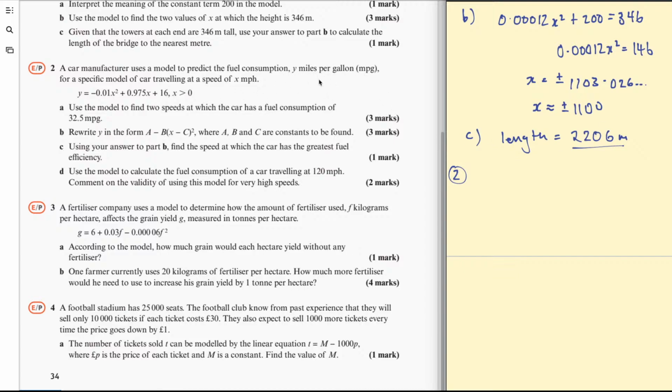Anyways, Y miles per gallon for a specific model of car traveling at a speed of X miles per hour. Y equals negative 0.01x squared plus 0.975x plus 16, where x is greater than 0. So I'm going to write that down straight away. Plus 0.975x plus 16. And x is greater than 0 because it's a distance. Part A says use the model to find two speeds at which the car has a fuel consumption of 32.5 miles per gallon.